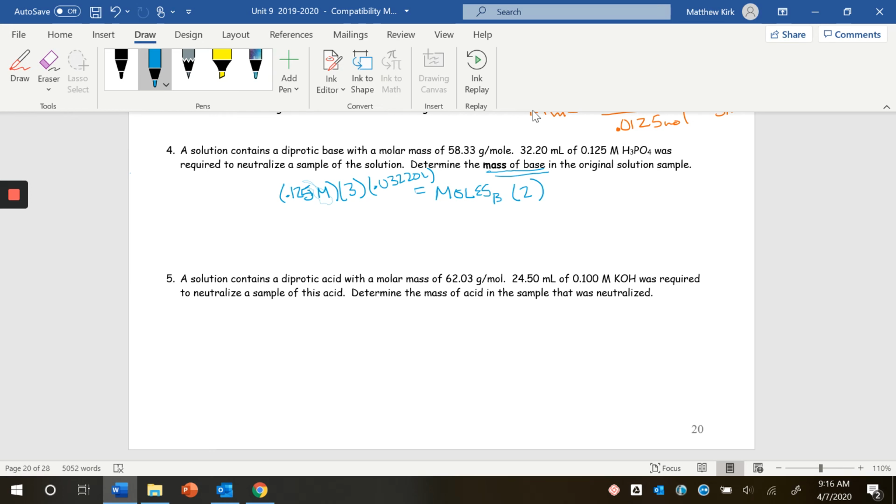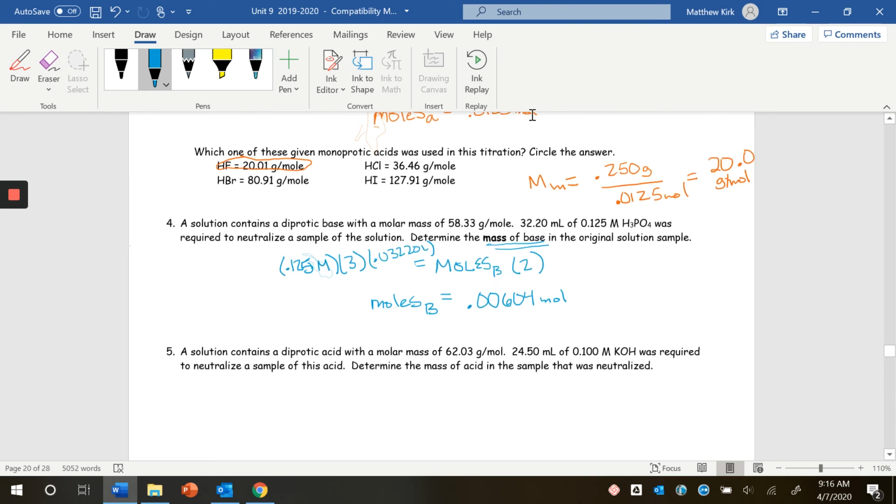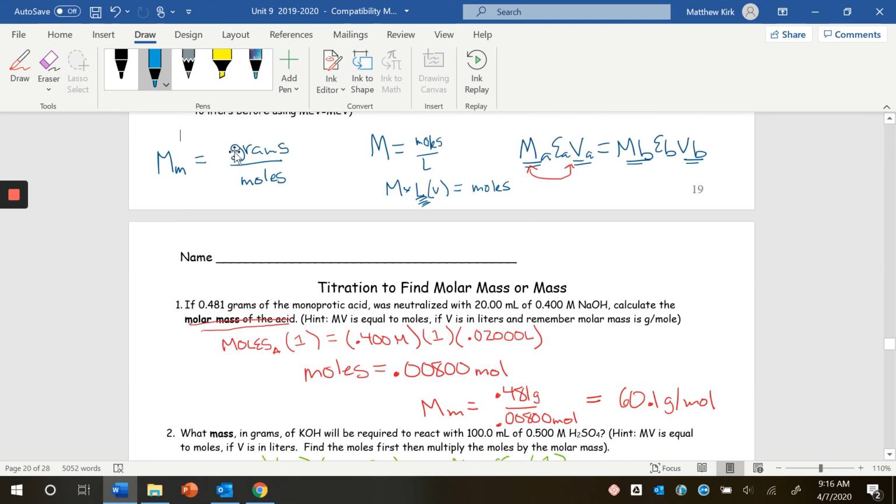And I get that I have my moles of my base being 0.00, and then I think, 3 sig figs, 604 moles of my base. Now, we're not trying to find molar mass in this problem. Remember, we're trying to find grams.